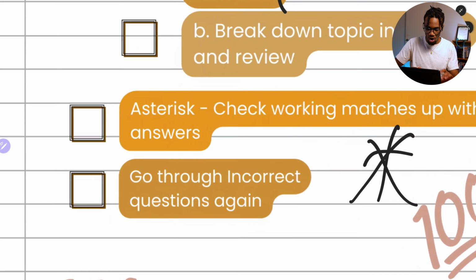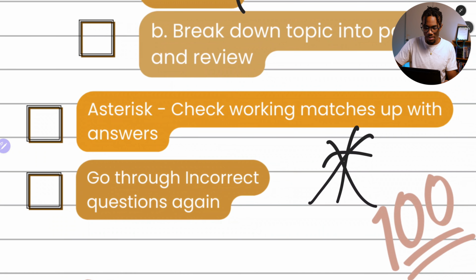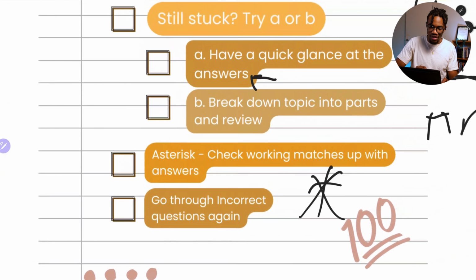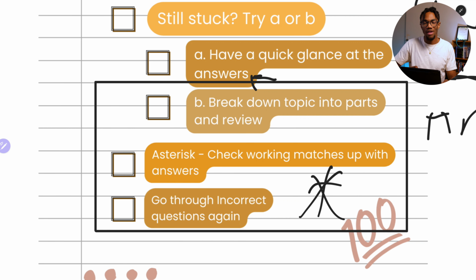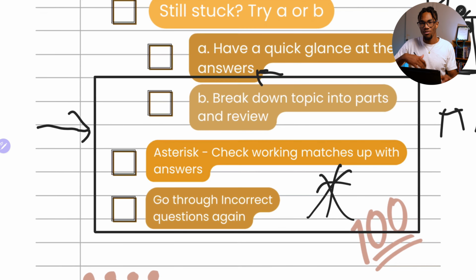And over here, asterisk marks. Check your working matches up with the answers and go through incorrect questions again. I can tell you right now that this is what gets you marks. This stuff right here. You can do as many past papers as you want, but if you're not doing this, you're not getting marks. And we'll show you why.